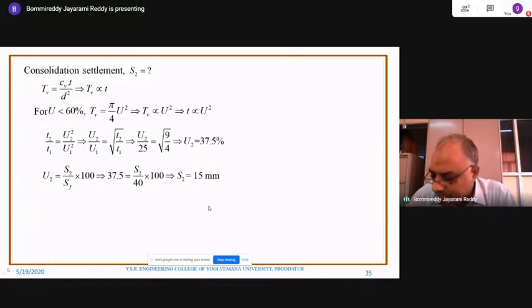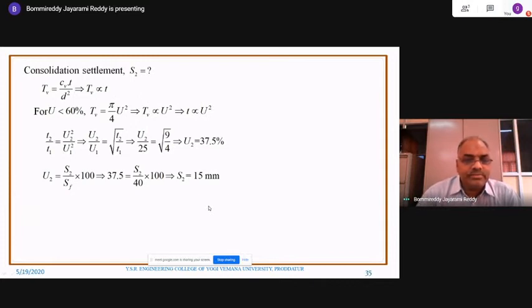Here you need not worry about all the several equations. You know that for the same soil, Cv is constant. Same drainage condition, D is also constant. So Tv is proportional to time t. And again, what is Tv? Tv equals pi by 4 U squared. So Tv is proportional to U squared. From these two, Tv proportional to t and Tv proportional to U squared, you can write t is proportional to U squared.